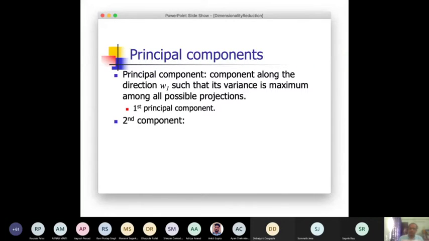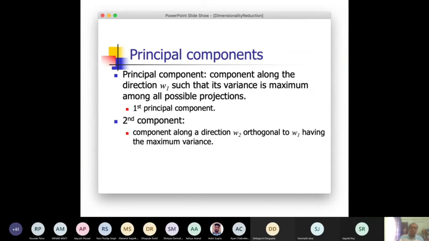That means you find the second component, and then using the directions of the first and second components, you again define a set of directions orthogonal to both of them. Then you find the next highest variance, that is, the direction where you get the maximum variance among those projections.